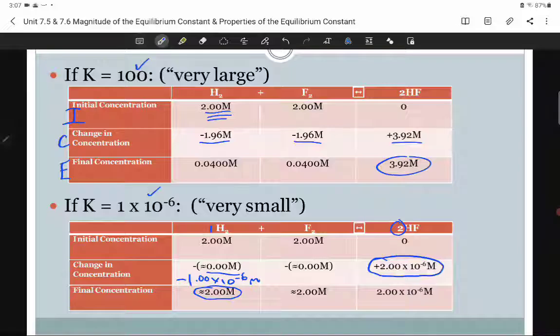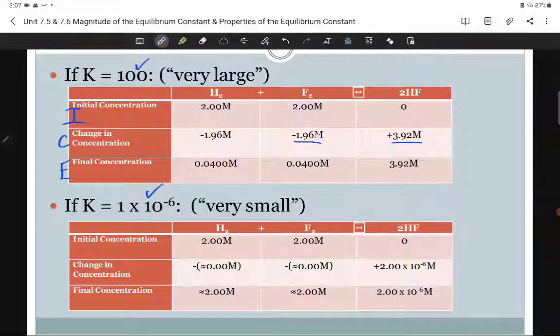Now, yes, you are losing a little bit of that 2 molar, but an infinitely small amount of that. So close that we can say it's approaching 2. And you can only do that if the K's are small. Okay? And how do you know if the K's are small or big? Well, wait until you're done.